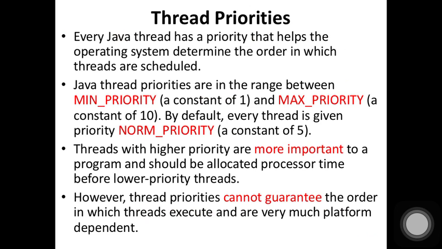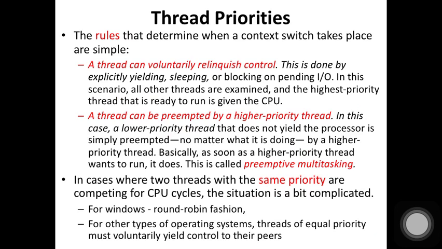And one more thing is when the context switch takes place. The rules that determine when a context switch takes place: usually the thread can voluntarily relinquish control. So at any stage the thread is yielding or sleeping or blocking on pending I/O. So the thread will voluntarily disconnect from the CPU, or sometimes a high priority thread that is ready to run is given the CPU automatically.